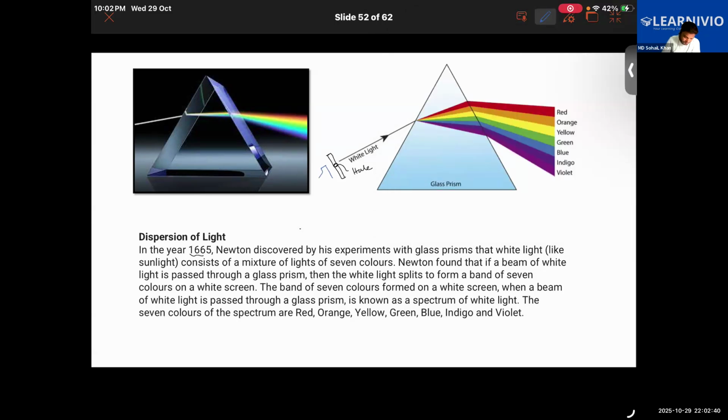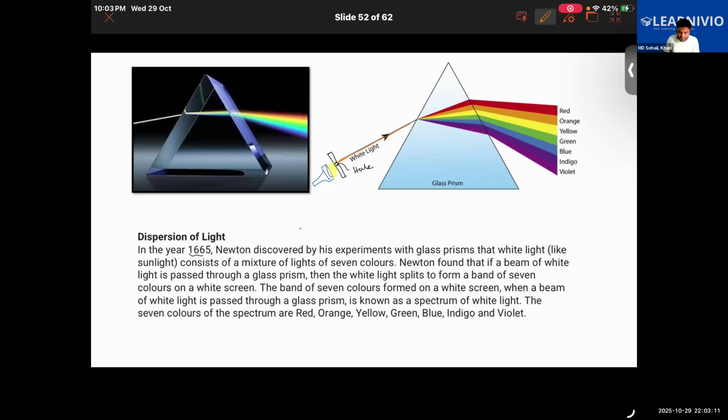Why was a very sharp light made to pass? So that only a thin beam of light managed to pass through it, as you can see in the first image here. After the light passed through this glass prism, it was observed that the white light formed a band of seven colors on the white screen that was placed over here.